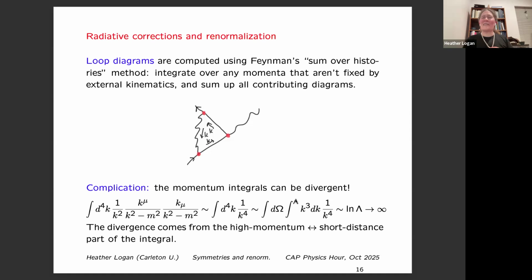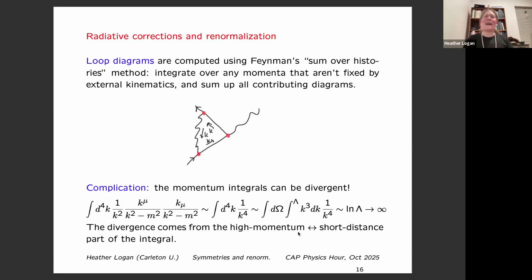I've put a lambda here, which is the highest value of momentum, which we're going to then take to infinity. The integral of k cubed dk over 1 over k to the 4th is a 1 over x integral. The integral of 1 over x is log of x. And so this is just going to equal log of whatever this high momentum cutoff is, which when you take it to infinity goes to infinity. So this is bad.